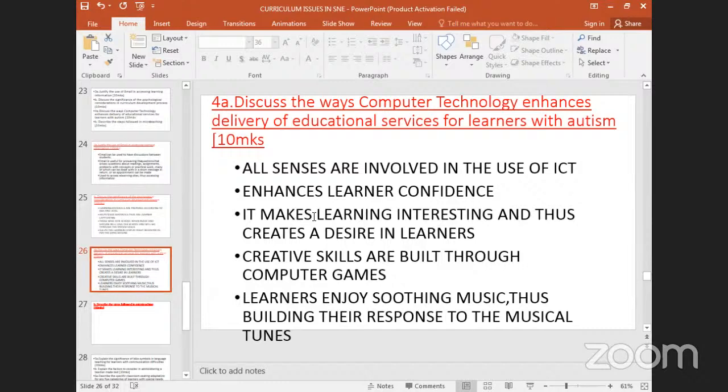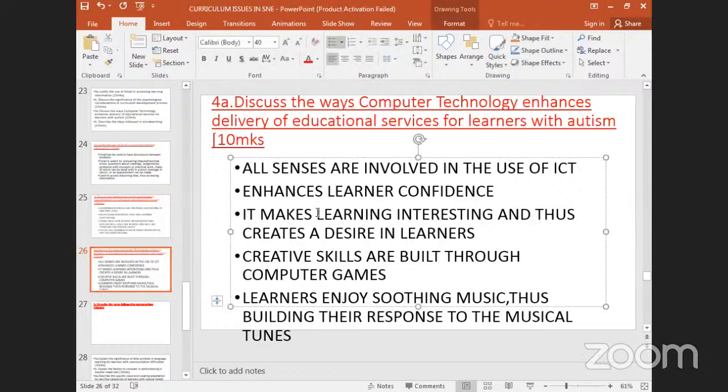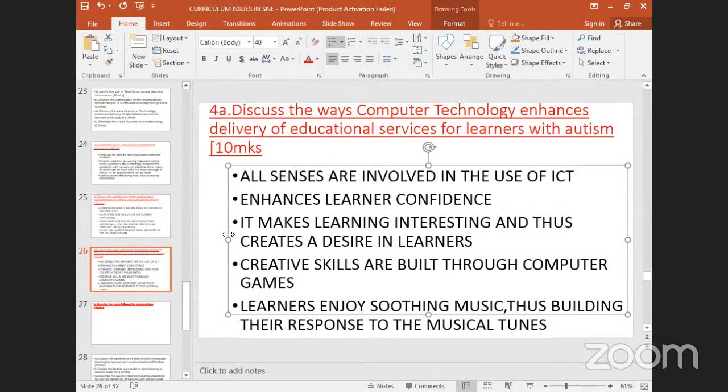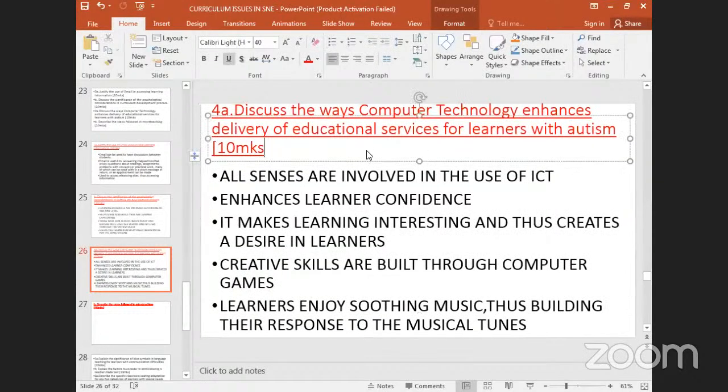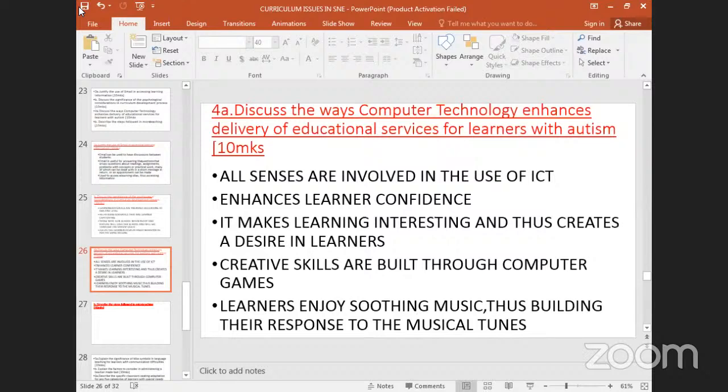And then the creative skills are also built through the computer games. Remember, learners get the opportunity to play computer games, and therefore their creative skills at this point are built. The learners also enjoy soothing music, and therefore this will build their response towards musical tunes.